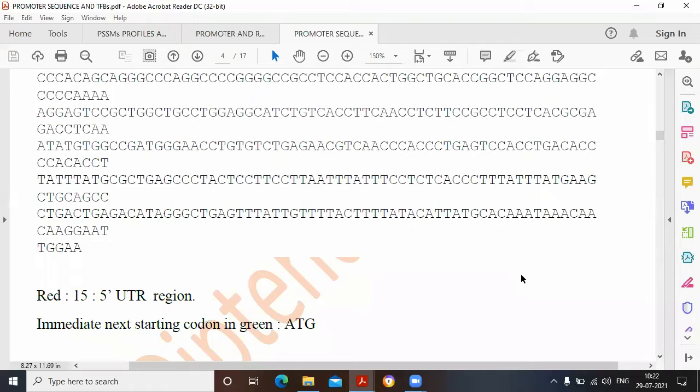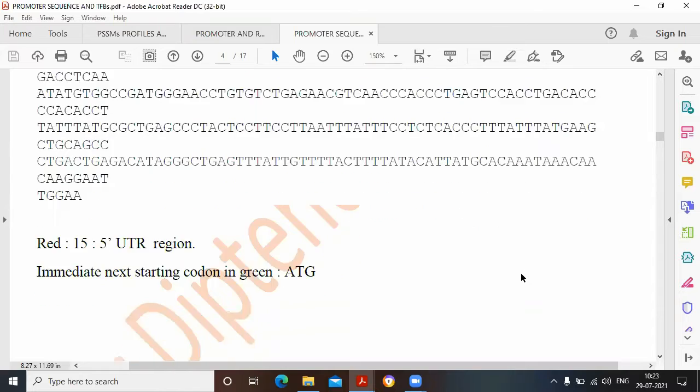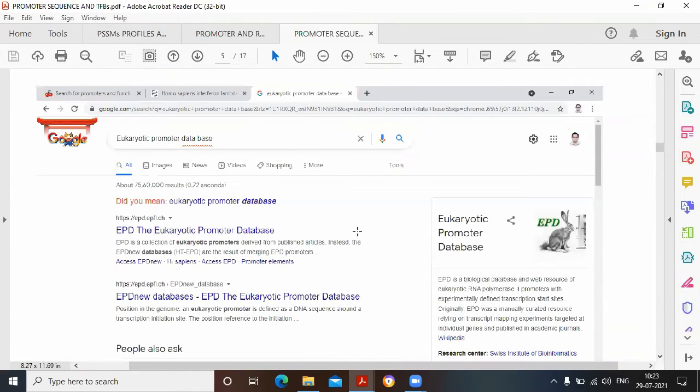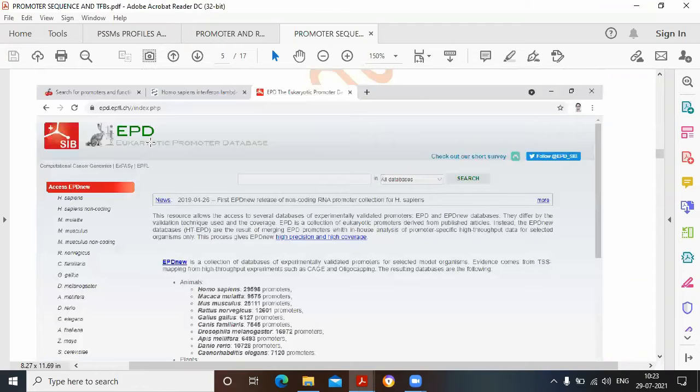You are just going through it, and the sequence in the FASTA format, you are copying in the text file, otherwise a Word file. Okay. Next, what are you doing? Next, you are typing in Google the Eukaryotic Promoter Database, EPD. So you are clicking on the EPD, and you are getting the home page.